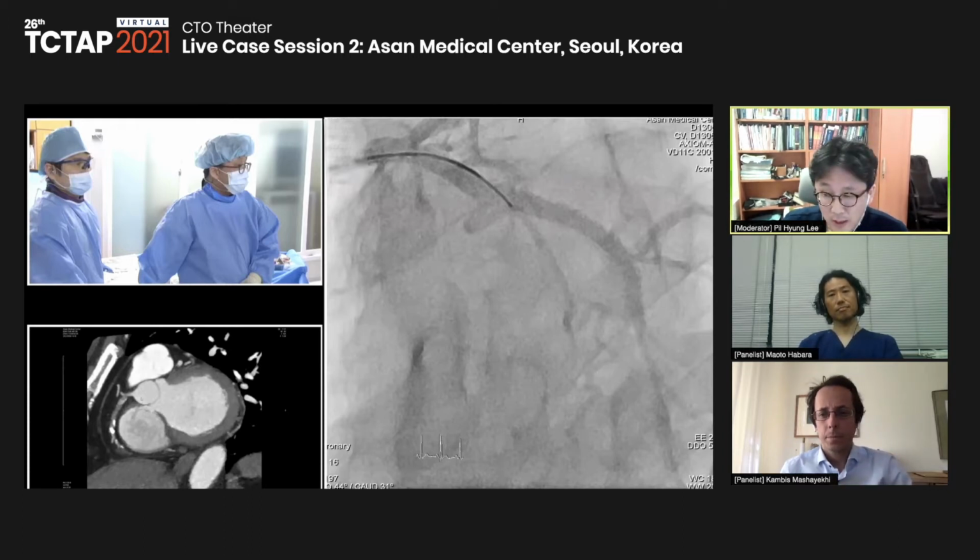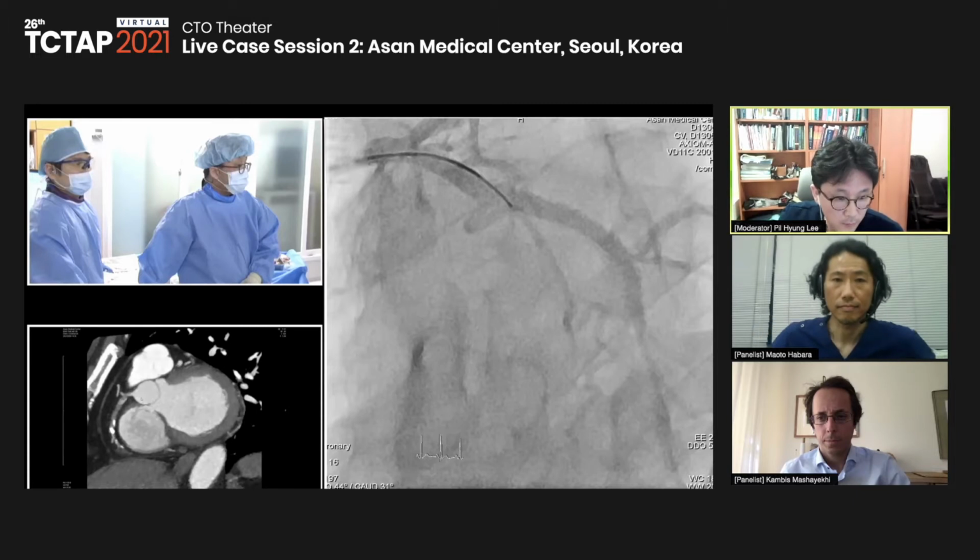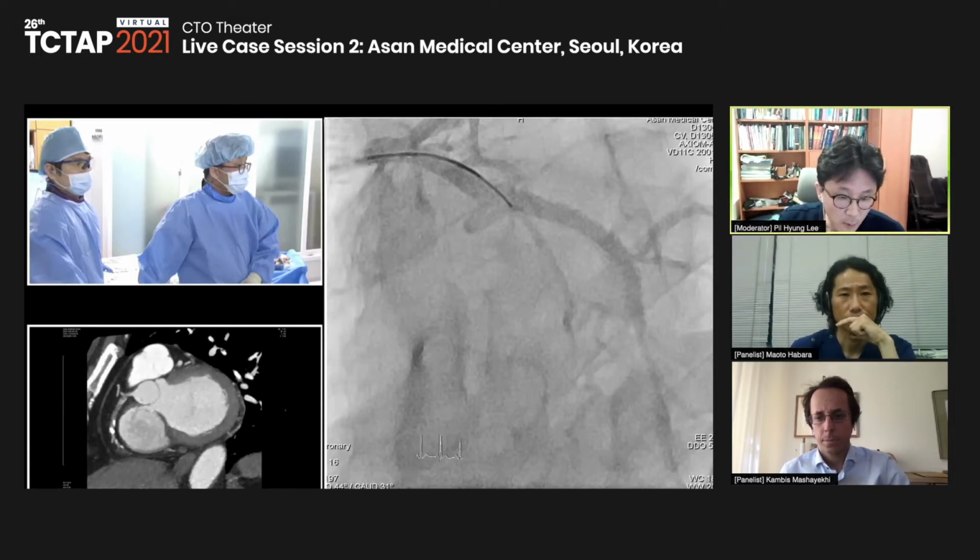The problem of the AL1 in this kind of case is that the AL1 faces toward the lower portion of the RCA, so my wire has to go upward toward the stenosis and then downward toward the CTO entry. So that was quite a difficult aspect to puncture the white space in this kind of case.